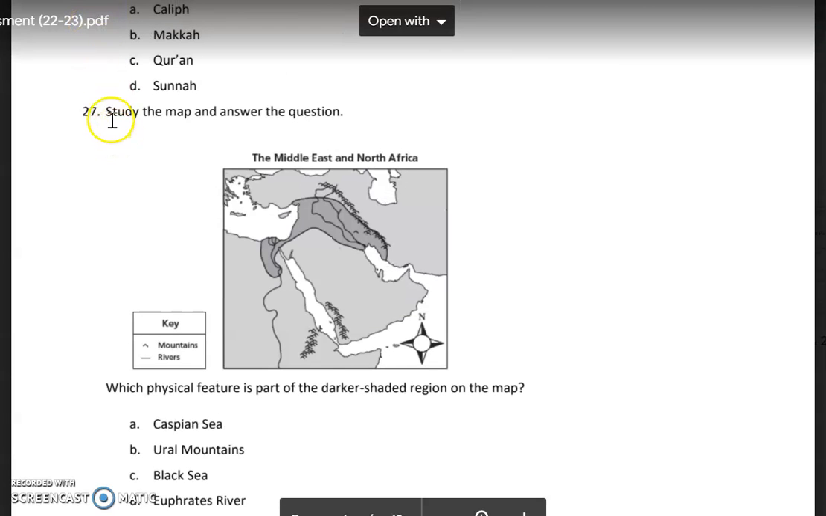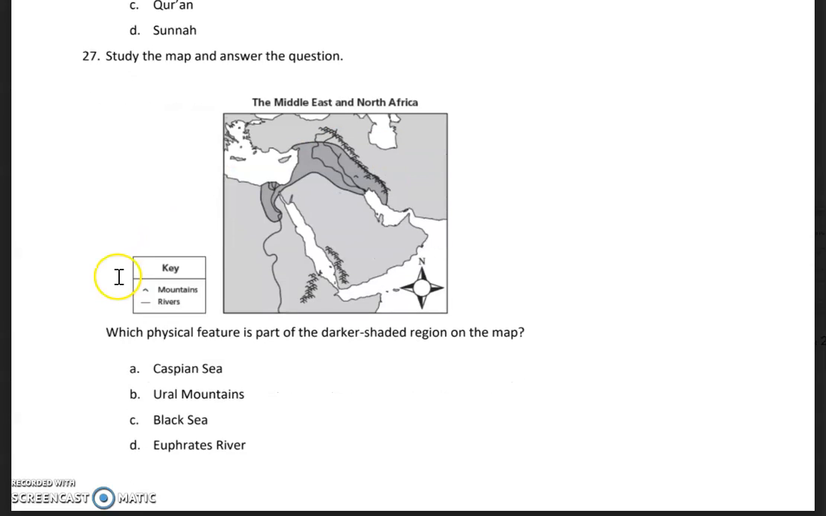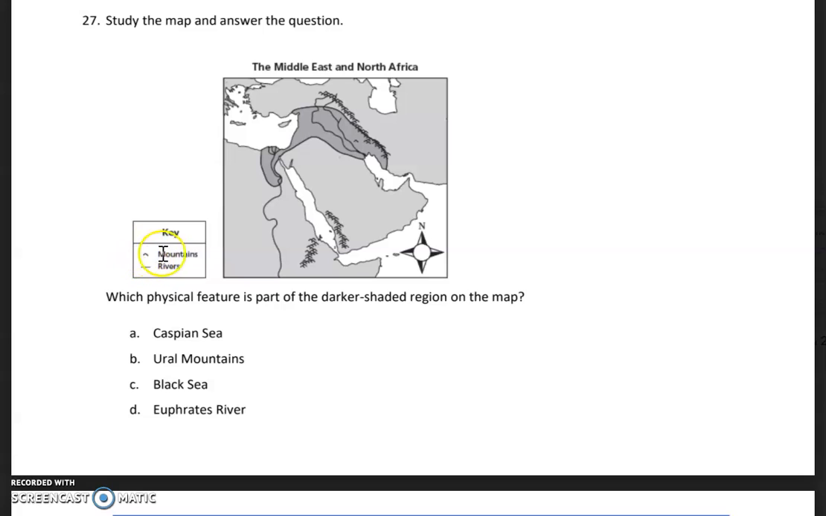27. Study the map and answer the question. The Middle East and North Africa. Key. Mountains, rivers. Which physical feature is part of the darker shaded region on the map? A. Caspian Sea, B. Ural Mountains, C. Black Sea, D. Euphrates River.